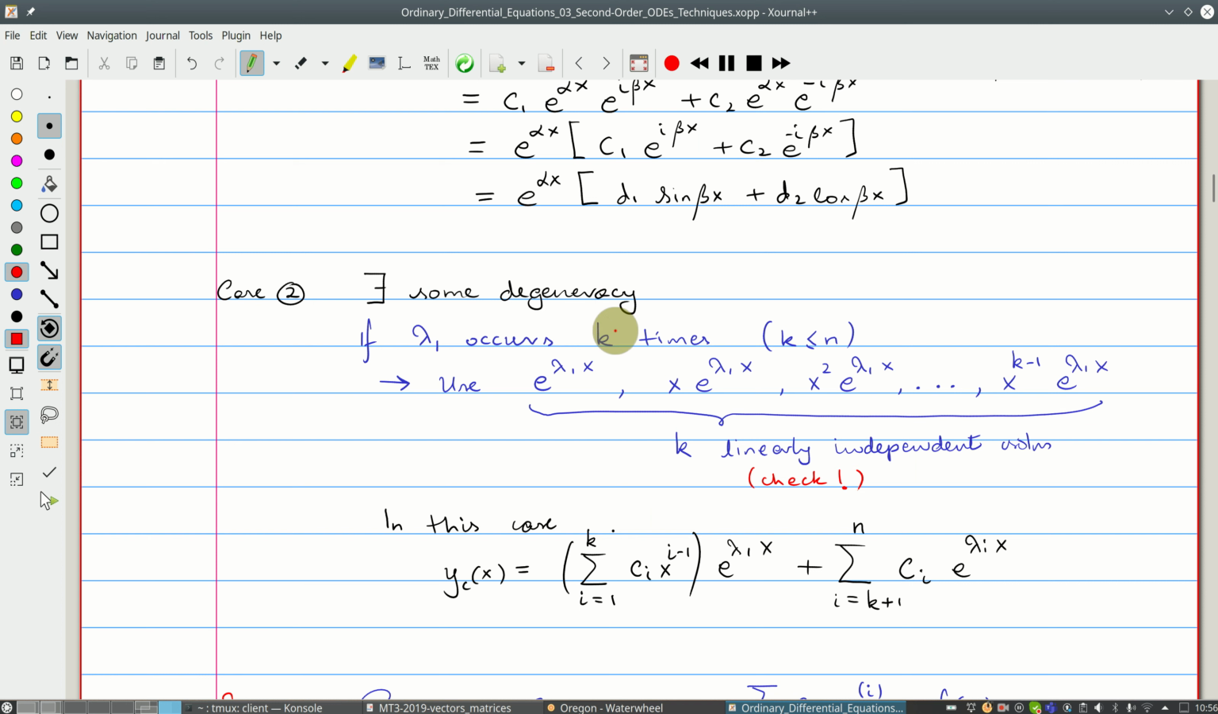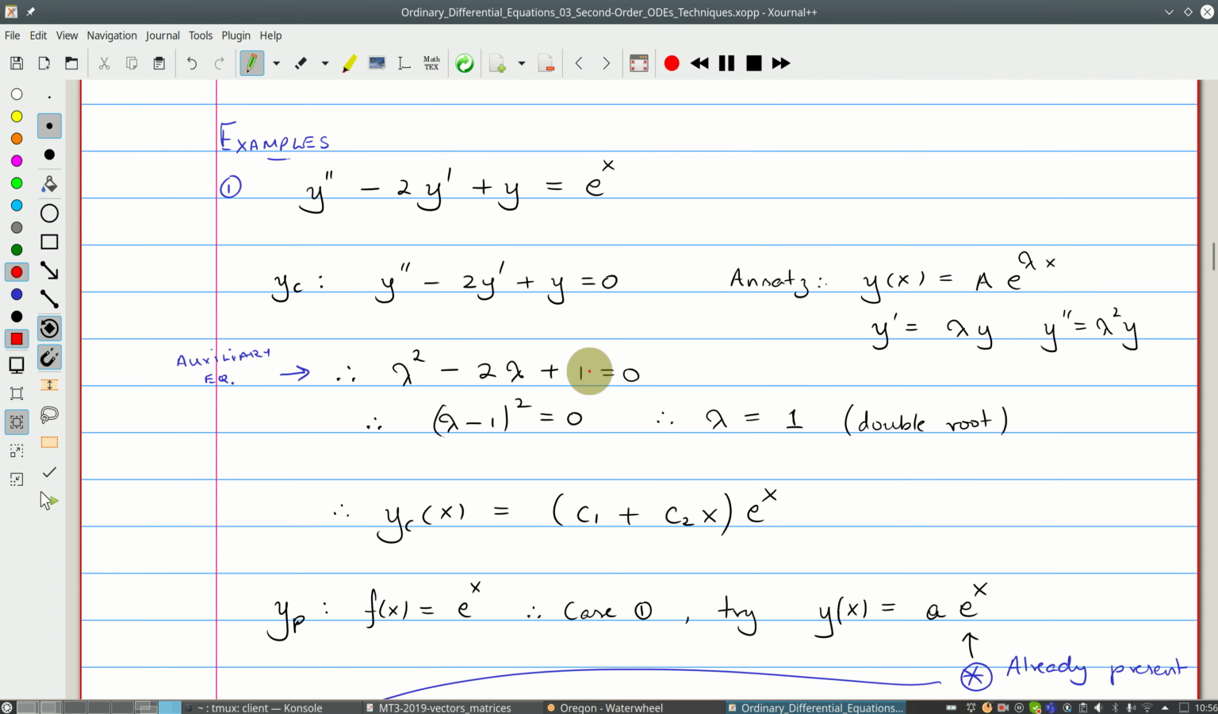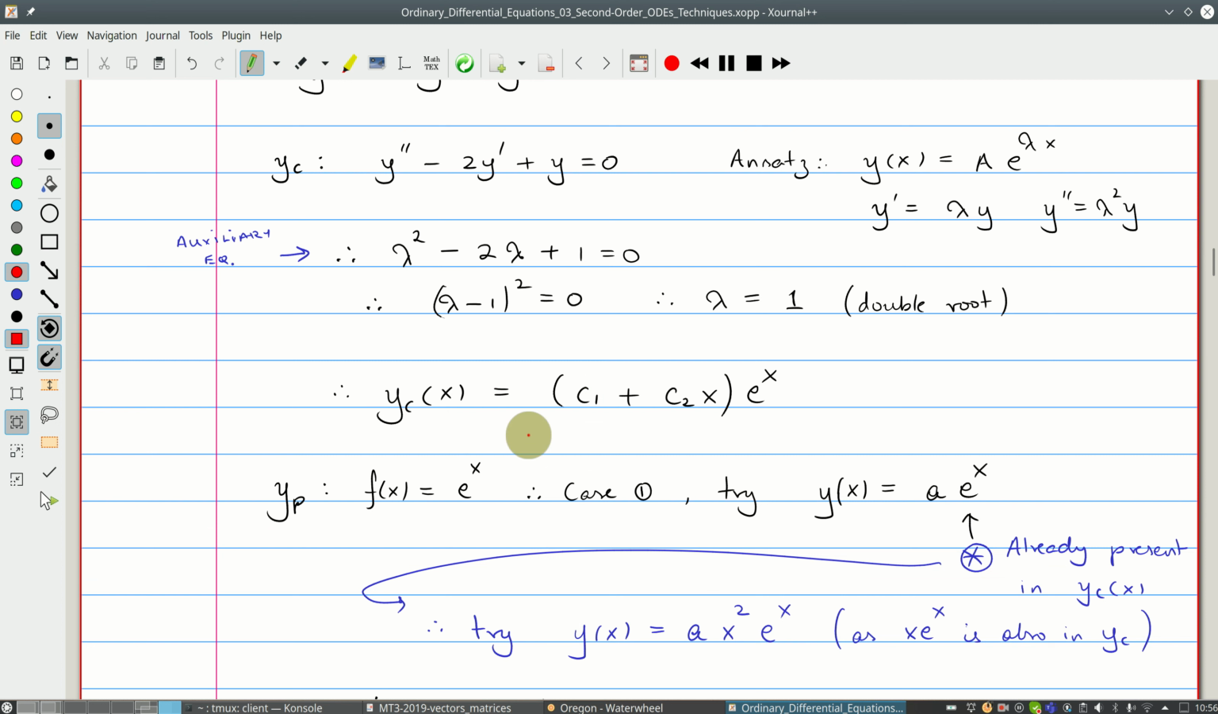If there is some degeneracy, then we will use as independent functions e to the lambda 1 x and x times e to the lambda 1 x. There are only two in our case. So we try those. Let's go back down. Here we are. So our complementary solution will be some constant c1 times e to the x plus another constant c2 times x e to the x. And you can plug this into the homogeneous equation to show that it is in fact a solution.